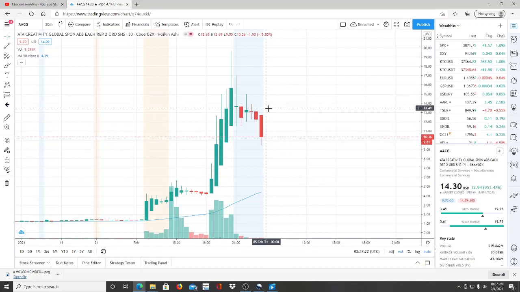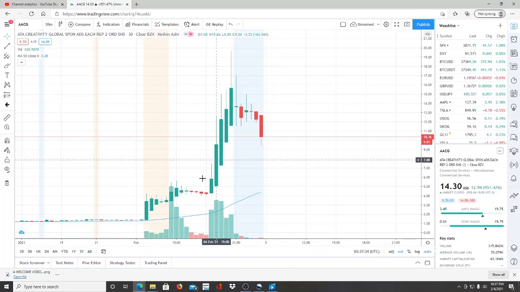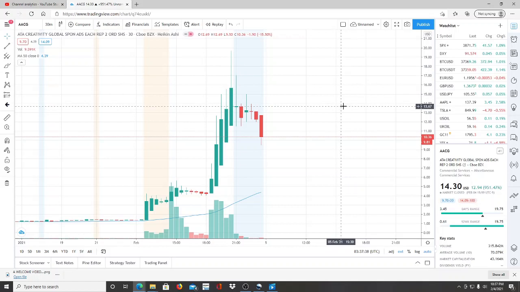Now, on the other hand, we have our resistance, and that's $14.99. That needs to be broken through. I would round that up to $15. That needs to be broken through by the bulls and turn into a support so they can continue this momentum and work their way up to newer highs and new resistance levels.